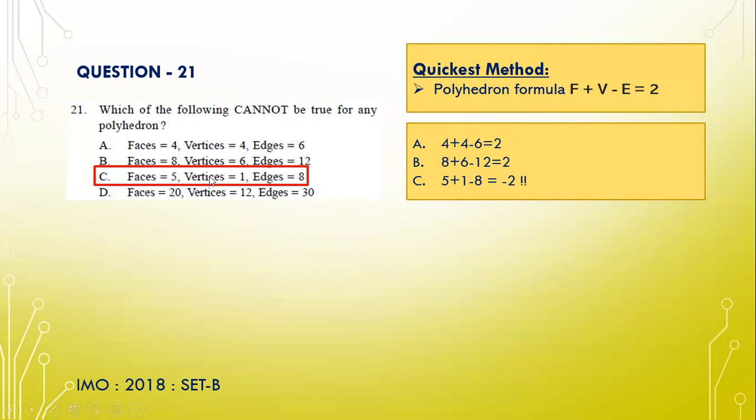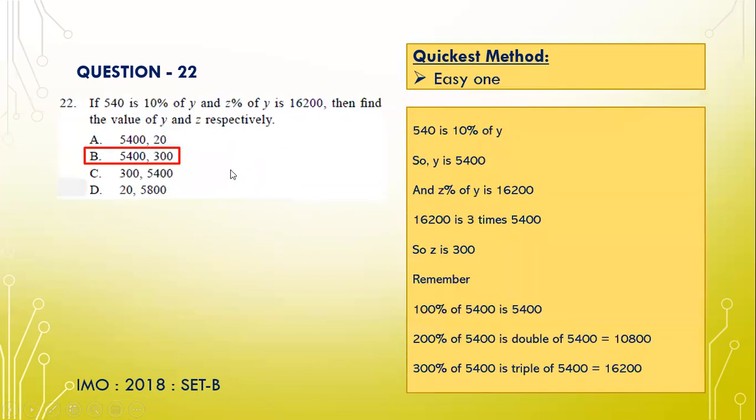5 plus 1 minus 8. 5 plus 1 is 6. 6 minus 8 is minus 2. This is not possible. This is absolutely not possible. So this cannot be a polyhedron. So C cannot be true.